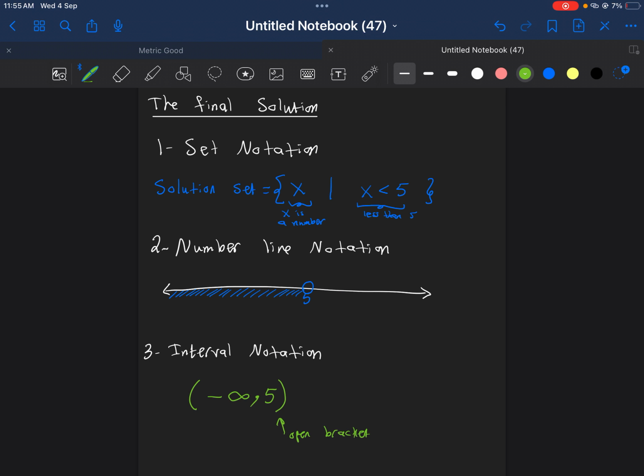And those are the 3 methods that we need to write for inequality. So always keep in mind you have 3 methods for an inequality, depending on the question. Sometimes we will ask you to do it as a number line, maybe sometimes as an interval.